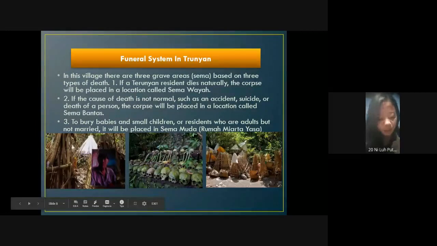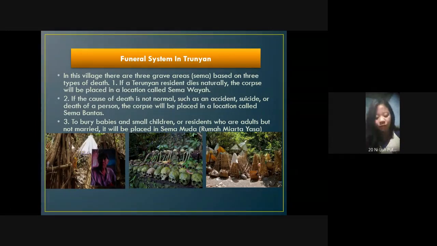In this village, there are three grave areas, or sema, based on three types of death. If the cause of death is not normal, such as an accident, suicide, or the death of a person, the corpse will be placed in a location called Sema Bantas. And the last, to bury babies and small children, or residents who are older but not married, the body will be placed in Sema Muda, or in Indonesian, is called rumah miarta yasa.